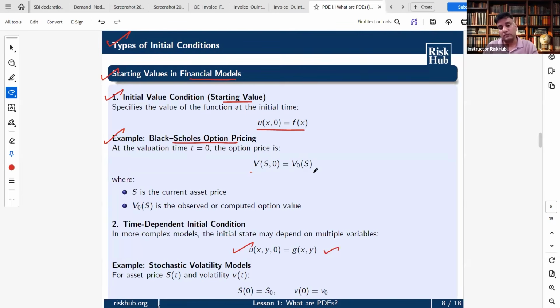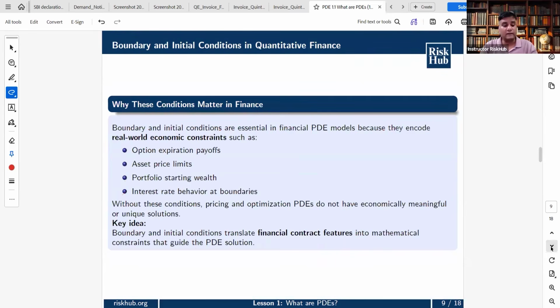For actual option pricing, V(S, 0) = V0(S), where S is the current asset price and V0(S) is the observed or computed option value. Then the time-dependent initial condition: in a more complex model, the initial state may depend on multiple variables. Example: a stochastic volatility model for asset price S and volatility, S(0) = S naught, V(0) = V naught. So that is what we get, right? Again, more variables usually mean a more realistic model, but also a harder PDE.